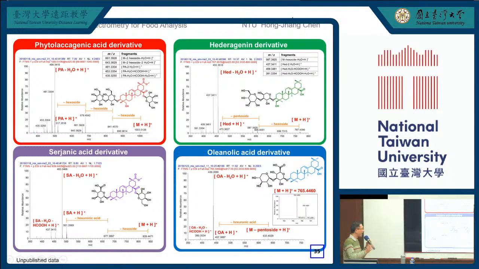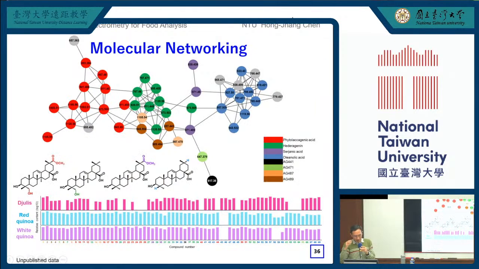So I calculate the fragment, I calculate the elemental composition, so I can pass all the fragments together to figure out what kind of saponin this is. So to do this experiment 200 times, you can do 200 saponins in your synthesis or in your research. Okay. And more than that, I use molecular networking to know the relationship of the saponins.